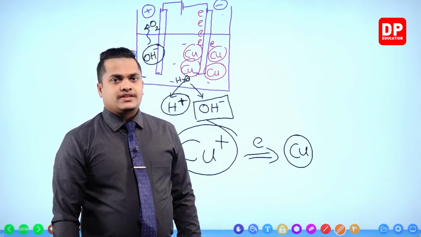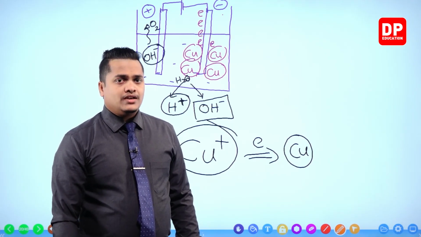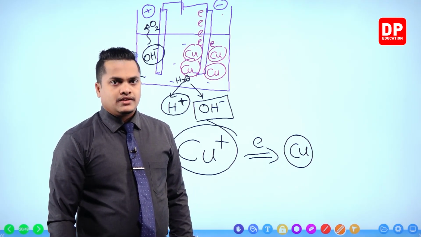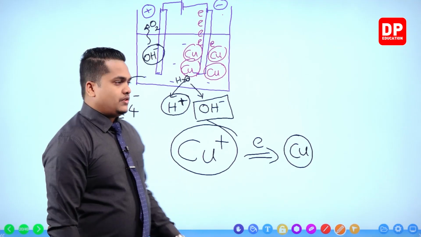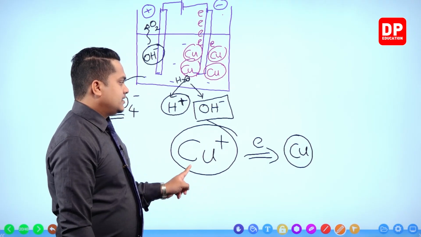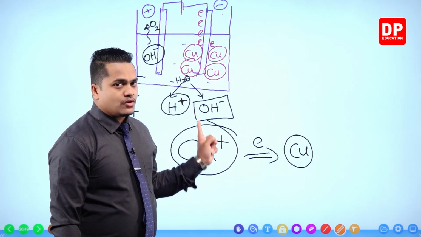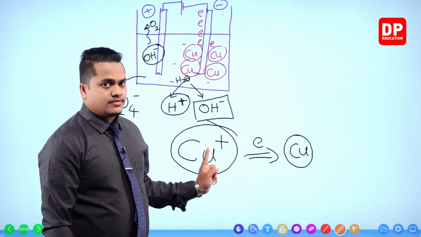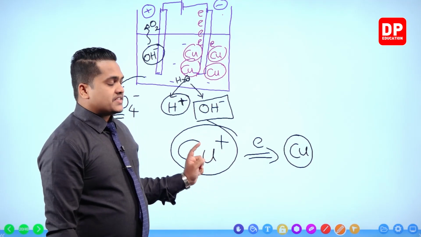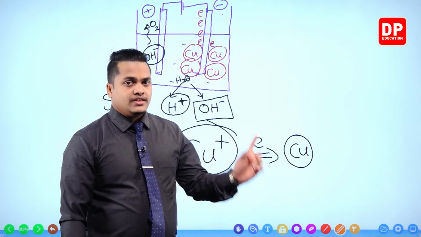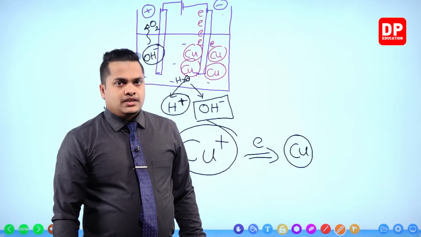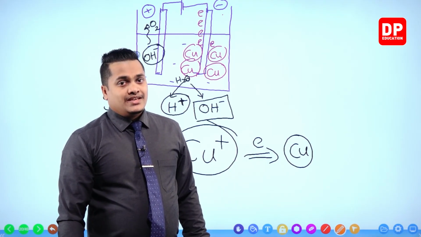The color of the solution is gradually decreasing. The blue color is gradually decreasing. What is the reason? The reason is, my dear children, the loss of these copper ions, because these copper ions are now going to receive electrons and deposit as solid copper on the negative electrode. This is what happens in detail.